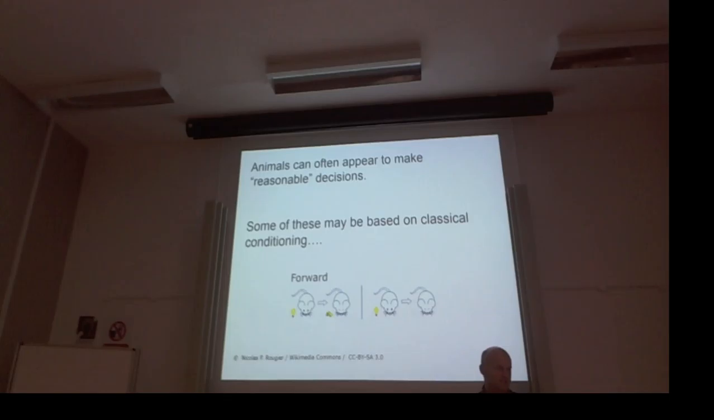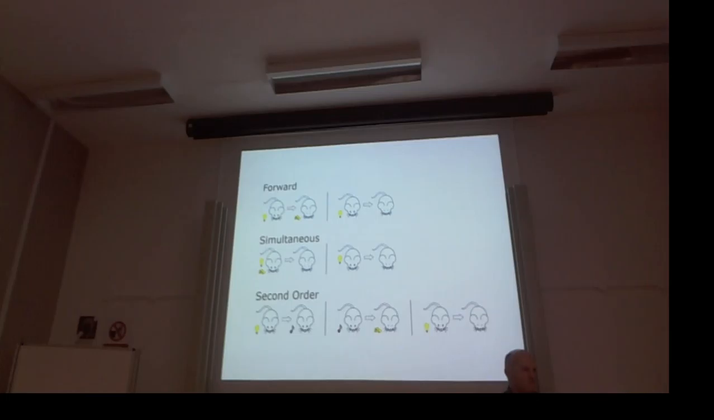So you can have forward conditioning, which is what we showed just then, or you can have simultaneous conditioning, where you present both things together. Or you can have second order conditioning, where you associate the light bulb with the sound, and then you train the sound to be associated with the cheese. Then when you put on the light bulb, because the light bulb has become associated with the sound, and the sound is associated with the cheese, the light bulb will produce the salivation. That's called second order conditioning.